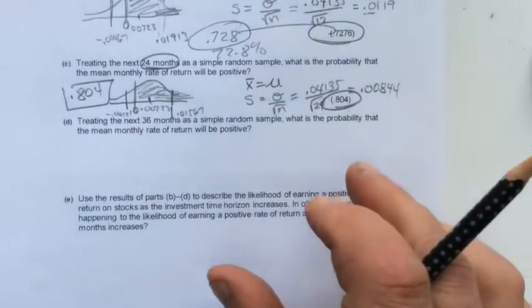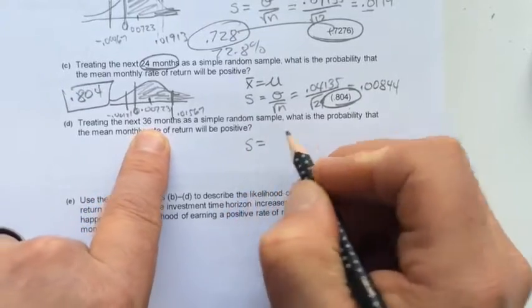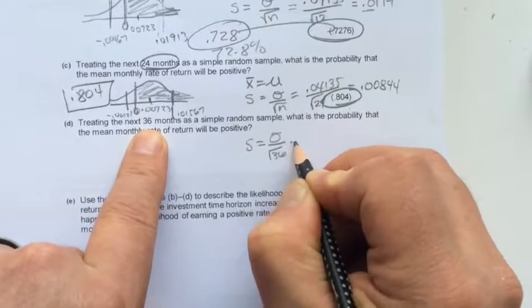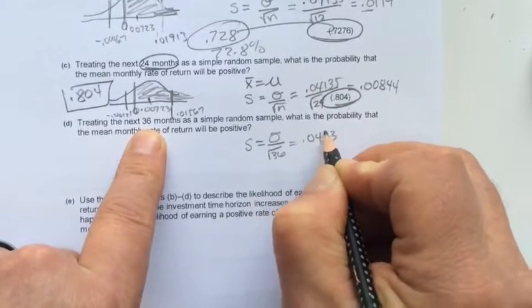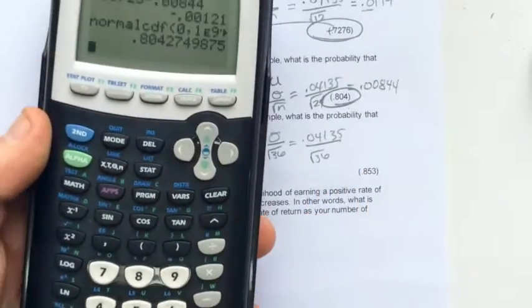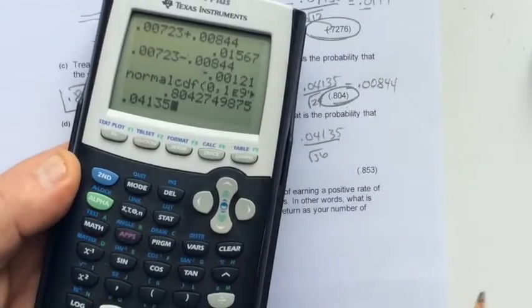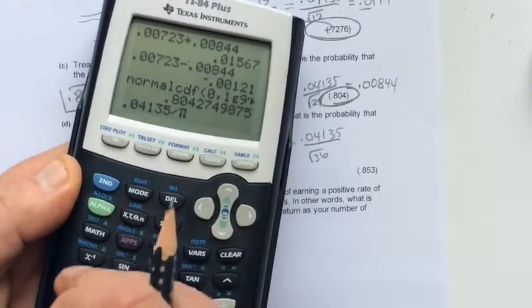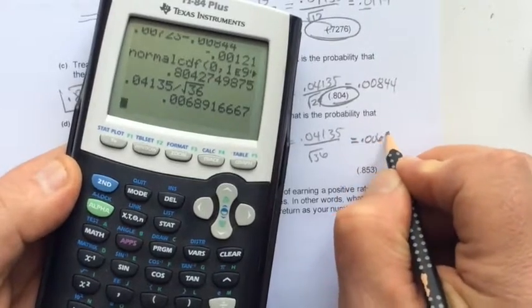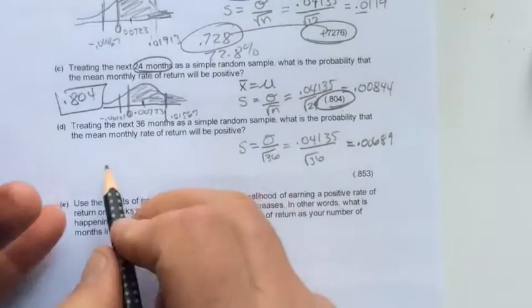Okay, do we really need to do it again? 36 months. So now the standard deviation is going to be the original divided by the square root of 36. So it's going to be 0.04135 divided by the square root of 36. So now the spread is 0.00689. I don't think I'm going to draw the picture because it's the same kind of picture.